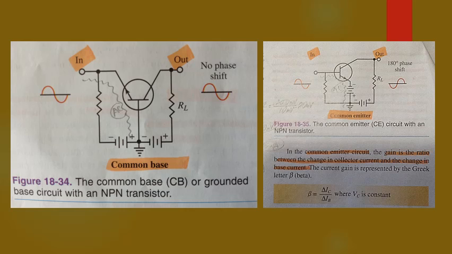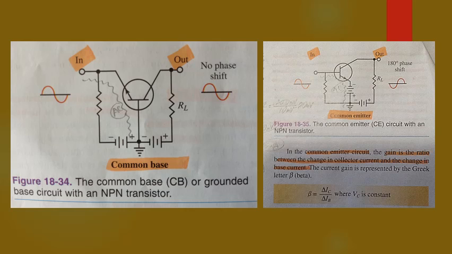Transistor circuit configurations. The transistor can be connected in 3 circuit configurations. The configuration used depends on the element that is common to both input and output circuits. Usually the common element is at ground potential. In figure 18-34, a common base, CB, amplifier circuit is shown.